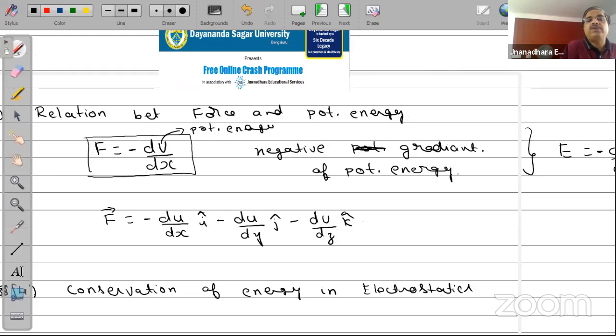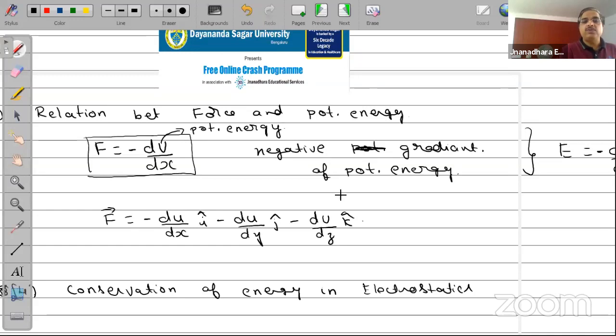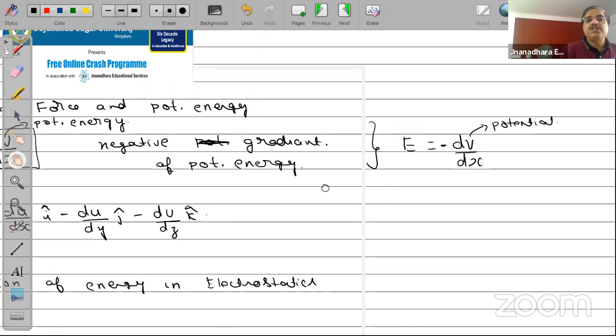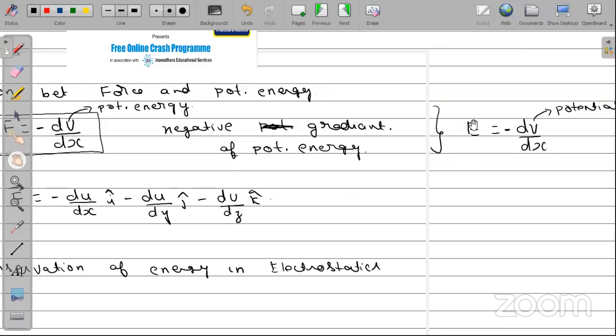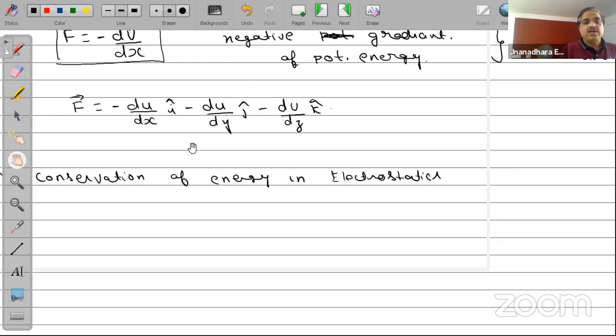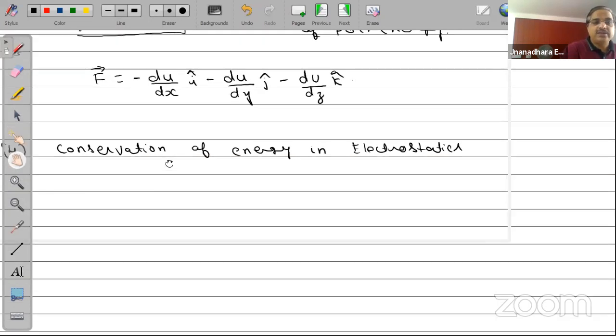Do you know the difference between the two, potential and potential energy? Yes, sir. Potential energy is related to the force. Potential is related to the electric field. All right. Potential is potential energy divided by unit charge. Potential energy per unit charge is what we call potential. Potential is related to electric field. Potential energy is related to the force. It's dU by dx. That's the right one. Did you follow that?